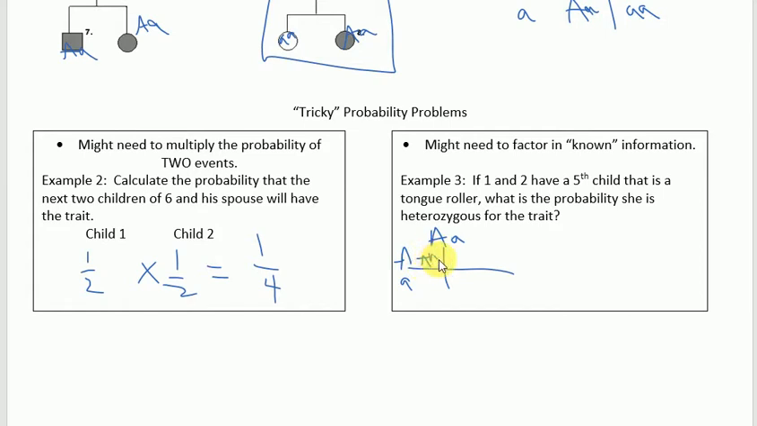so big A, big A, big A, little a, big A, little a, little a, little a. So what is the probability that they are heterozygous for the trait? So that would be 2, right? 2/4 or 1/2. So 50% chance.